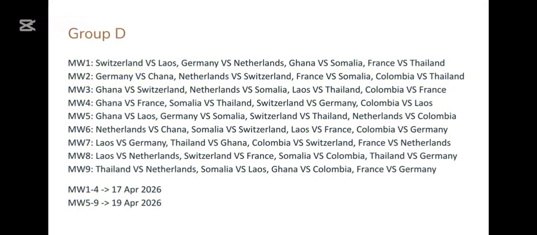In match week 8, Laos v Netherlands, Switzerland v France, Somalia v Colombia, and Thailand v Germany. In match week 9, Thailand versus Netherlands, Somalia versus Laos, Ghana versus Colombia, and France versus Germany as the final match of the group stage. Match weeks 1 to 4 take place on 17 April 2026, while match weeks 5 to 9 will take place on 19 April 2026.